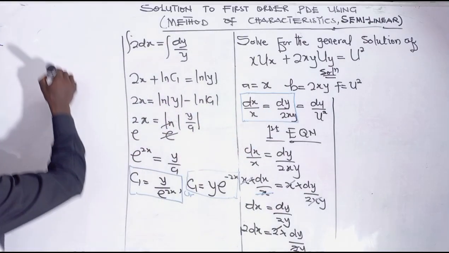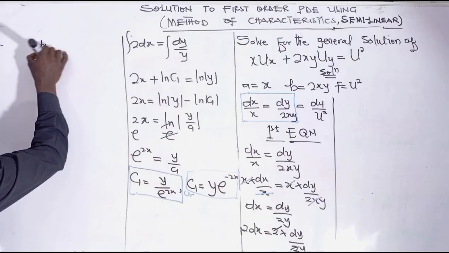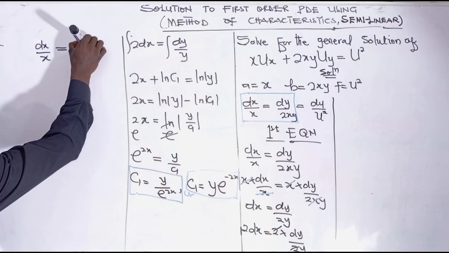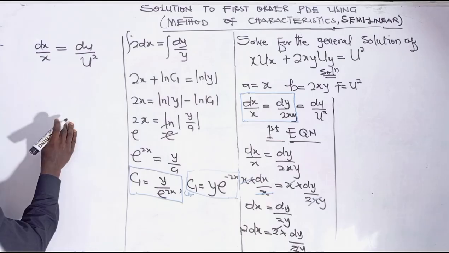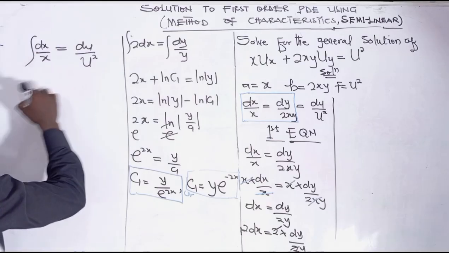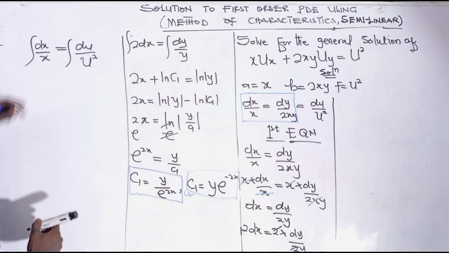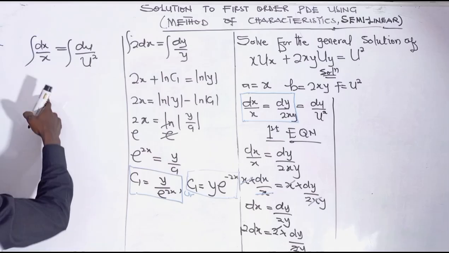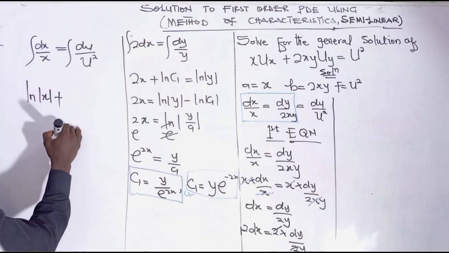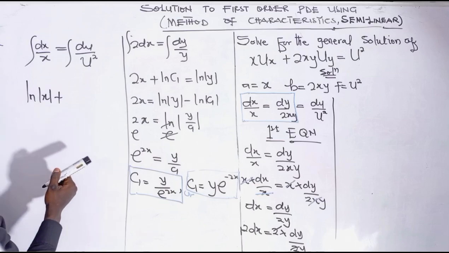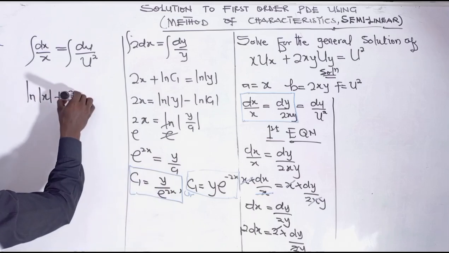So we are picking what? dx all over x is equal to du all over what? u squared. So once we reach this point, we can integrate both sides since we have separated the variables. When we integrate dx over x, we have ln of what? x. Then we have a constant. Since we have c1, let's make this one c2.